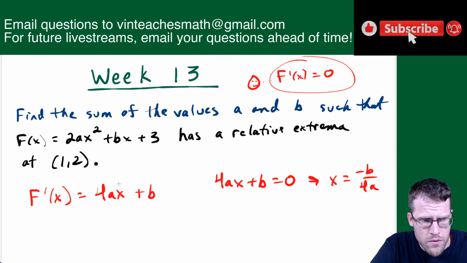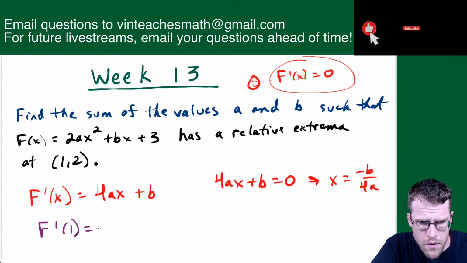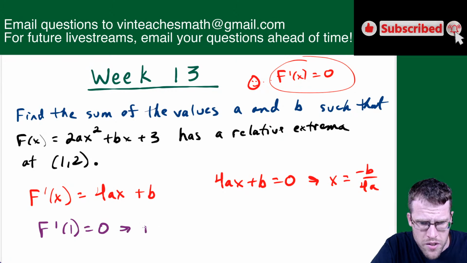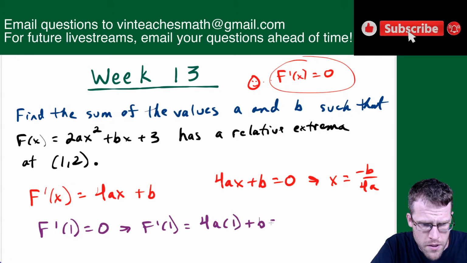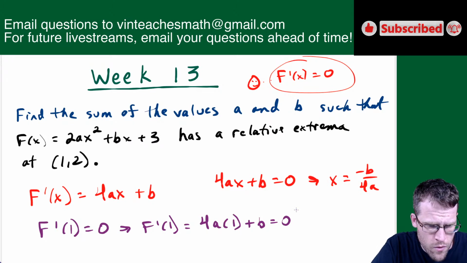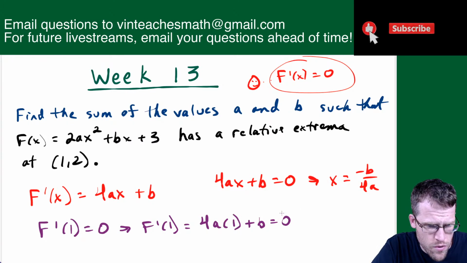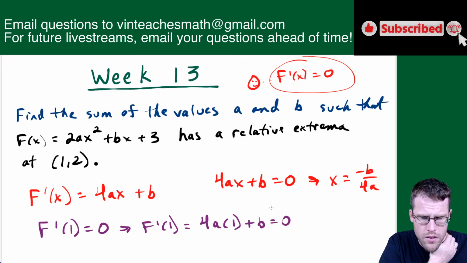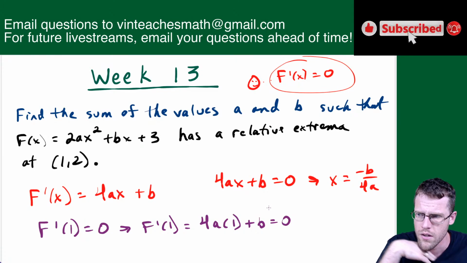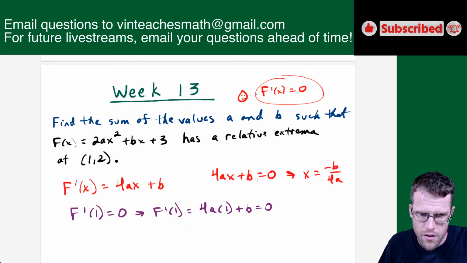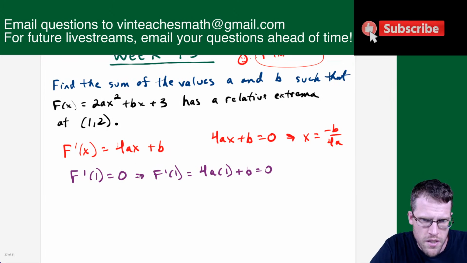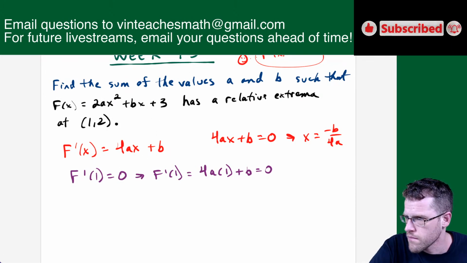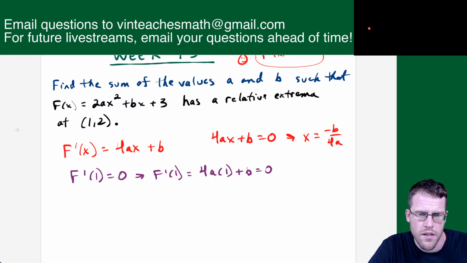Now, what we want to happen also is we want f prime of 1 to equal 0. So that gives us another situation here. f prime of 1 would be equal to 4 times a times 1 plus b equal to 0, which is going to tell us, if this is true, so let's think about this very carefully. We have: find the sum of the values a and b such that. All right, this is an interesting question. I already threw myself one that's got me in a little bit of a loop, but let's think about this carefully.